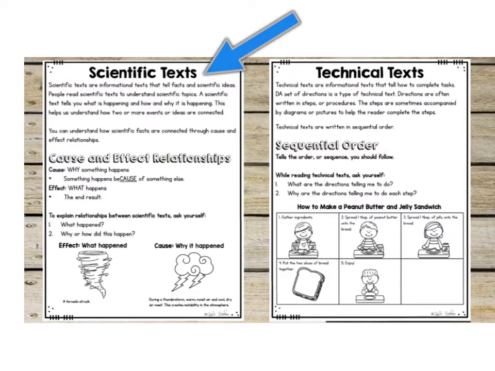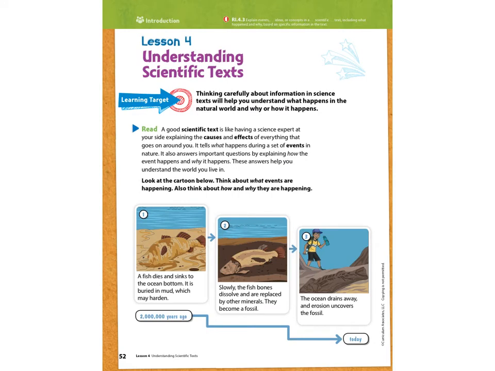So today, as we're learning, I want you to set a focus, just like we do every day. I want you to think about, this is my opportunity to grow, and this is a wonderful opportunity that many students around the world may not experience, so we want to use it to the best of our ability. Our learning target is at the top of my screen, and it says, think carefully about information in science text that will help you understand what happens in the natural world or why it happens.